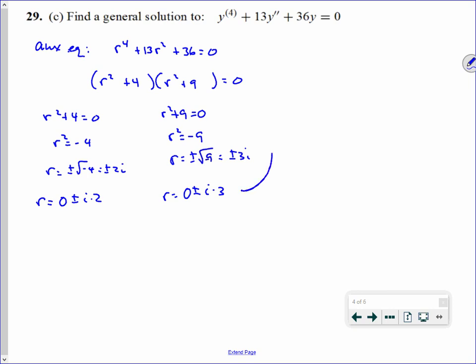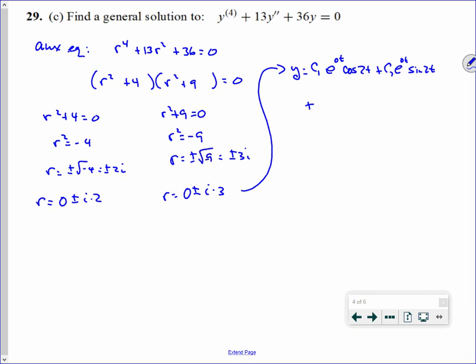So let's see if I can just write down the answer here. Okay, from the first one, we get C1. I'll put the e's in, but they don't amount to anything. E to the 0t cosine 2t plus C2 e to the 0t sine 2t. That's what comes from the first factor. Plus, we get a couple more solutions from the second factor.